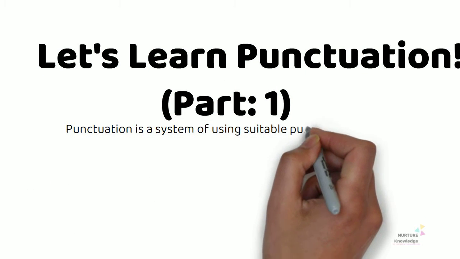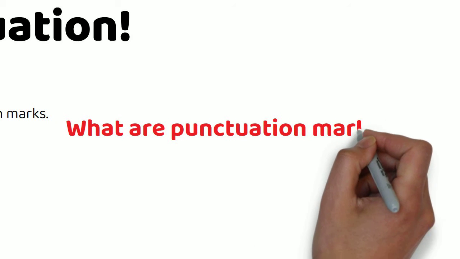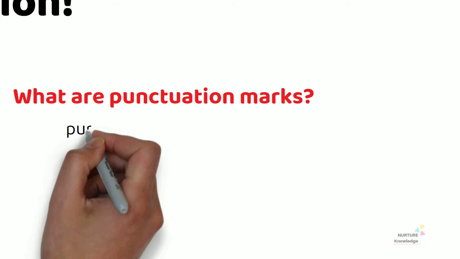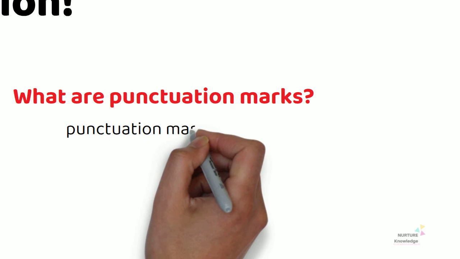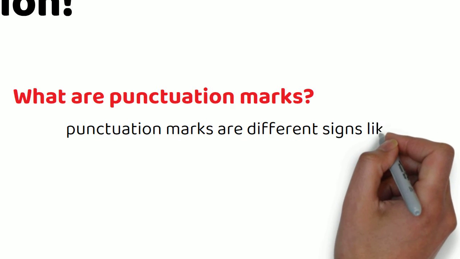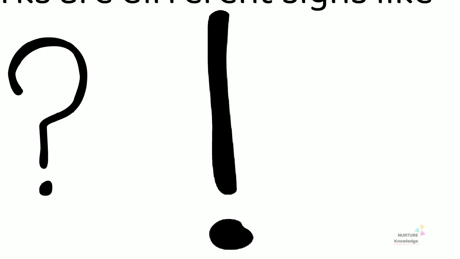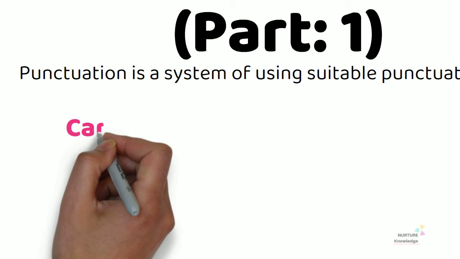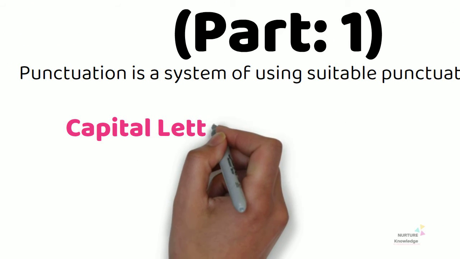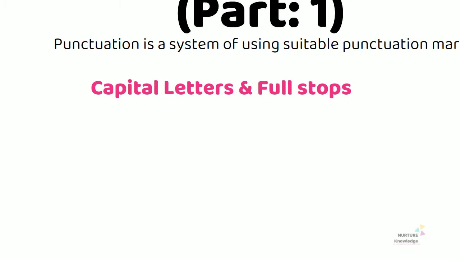Punctuation is a system of using suitable punctuation marks. What are punctuation marks? Let's find out. Punctuation marks are different signs like full stop, question mark, exclamation mark. In this video, we would be focusing on capital letters and full stops.